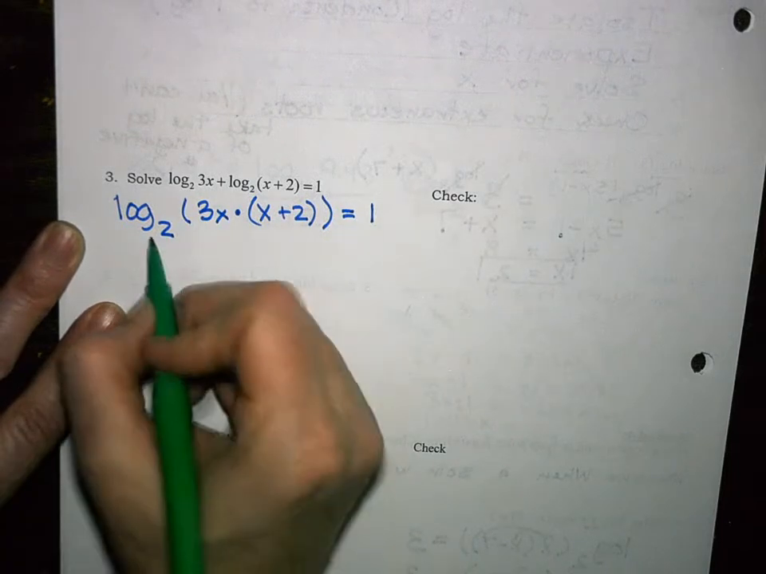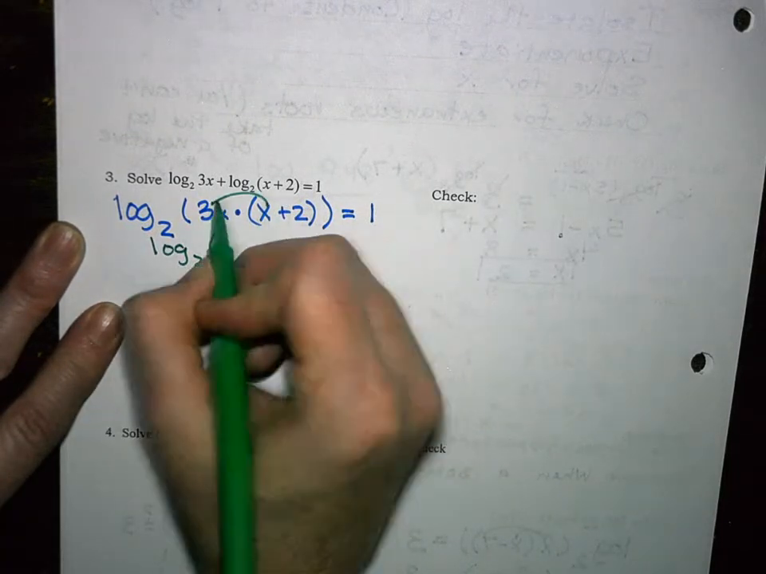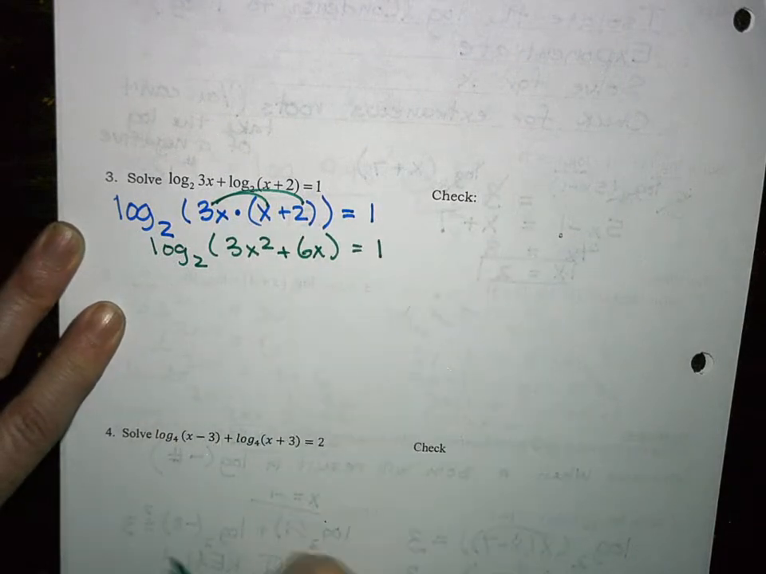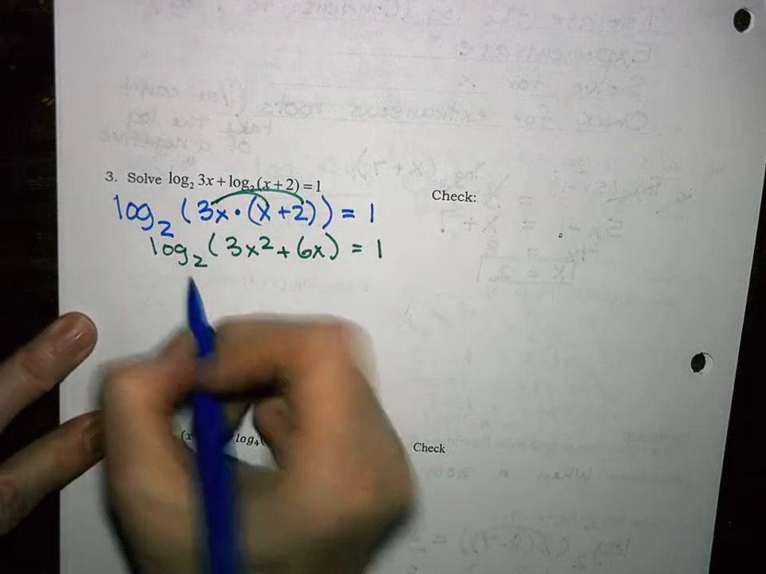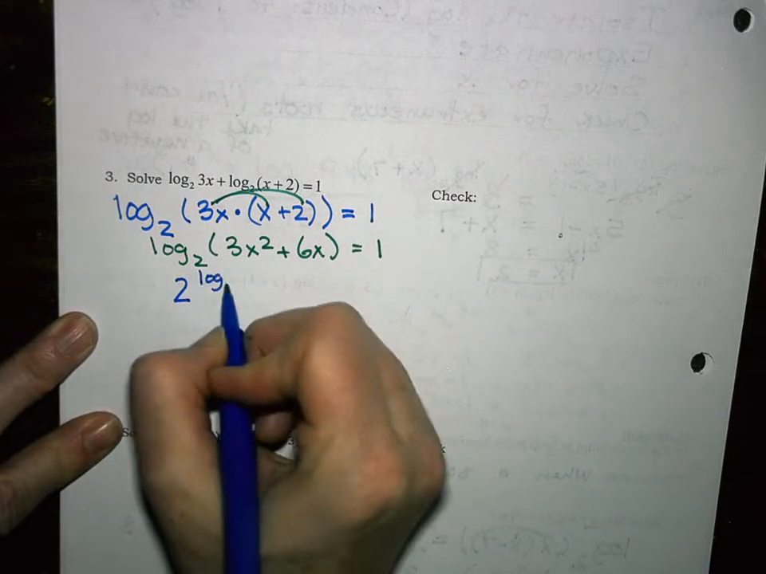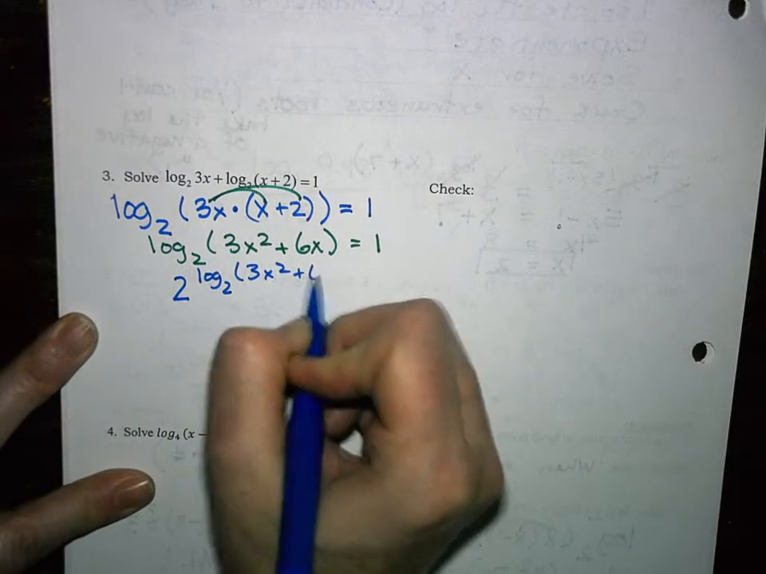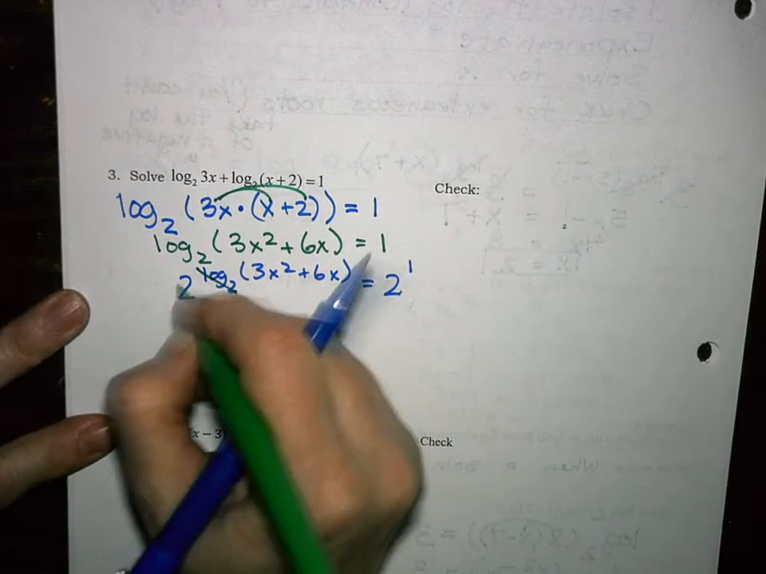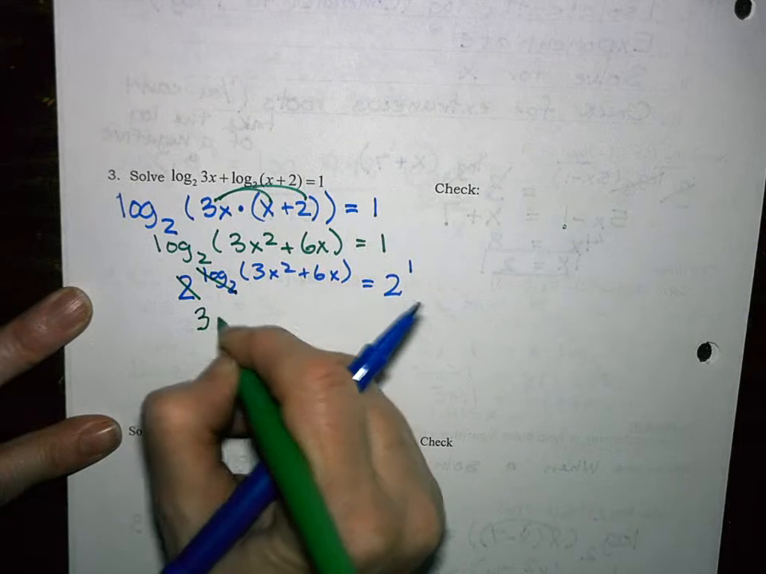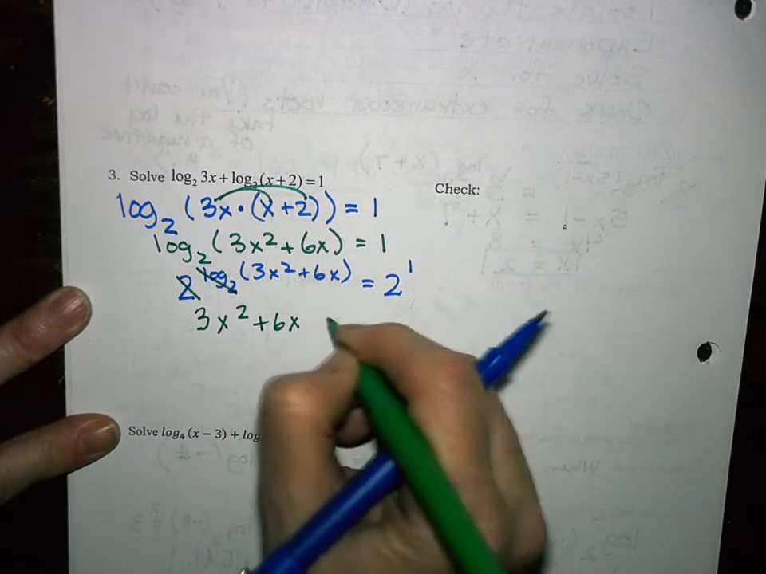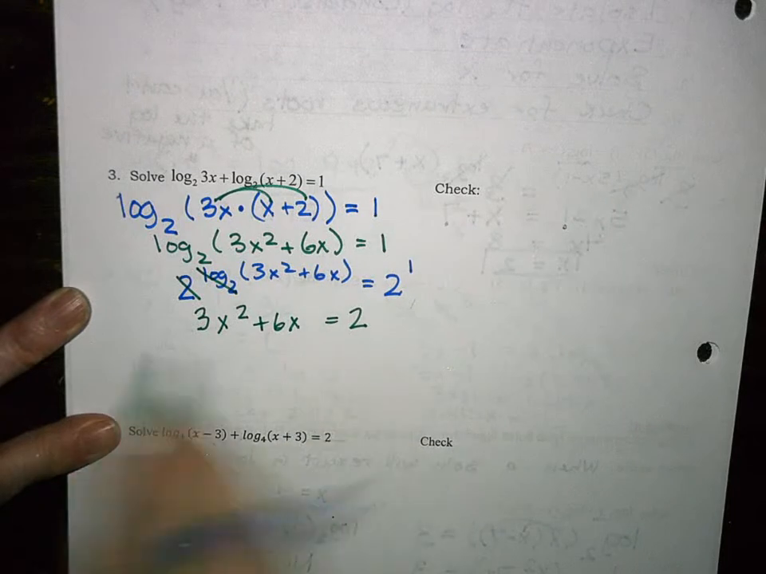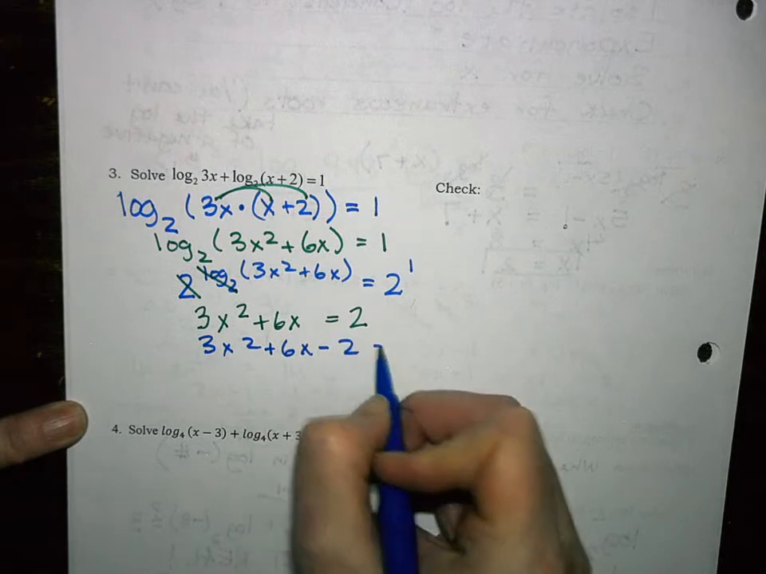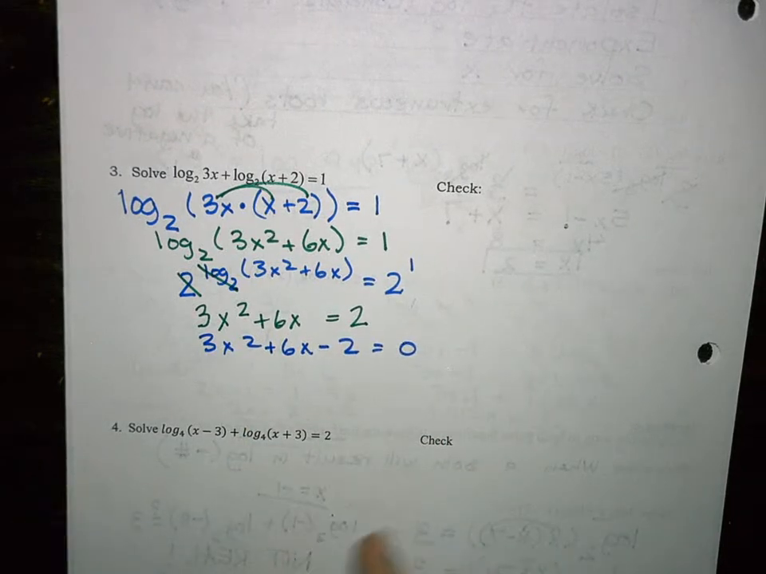So I have to do that multiplication first. The log base 2 of, distribute, 3x squared plus 6x is equal to 1. Got to get rid of that log base 2, so I'm going to exponentiate: 2 to the log base 2 of 3x squared plus 6x is equal to 2 to the first power. These cancel. So I get 3x squared plus 6x equals 2 to the 1, which is 2. Move the 2 over. 3x squared plus 6x minus 2 equals 0.